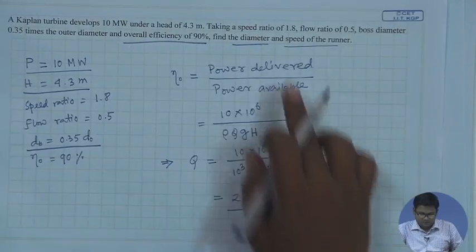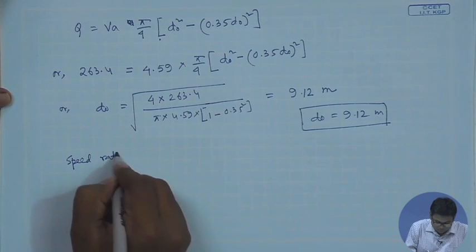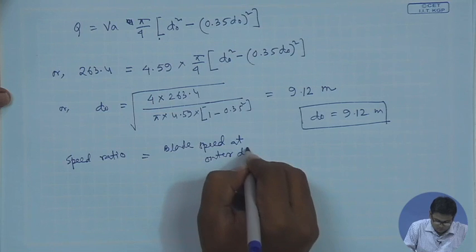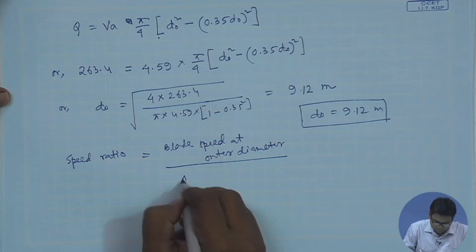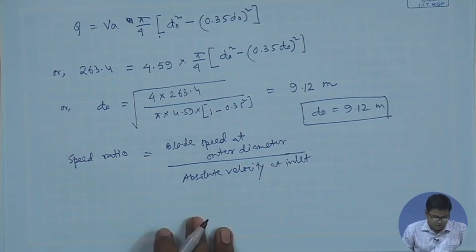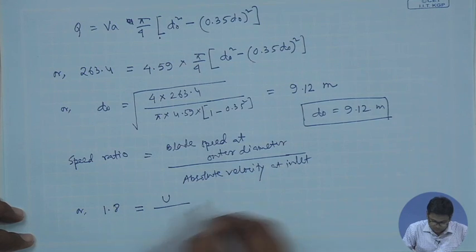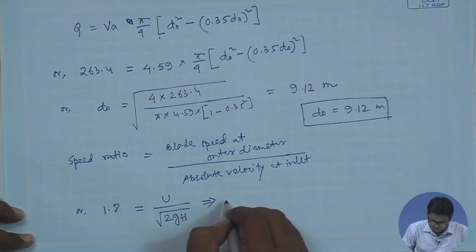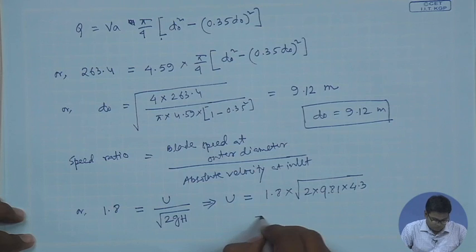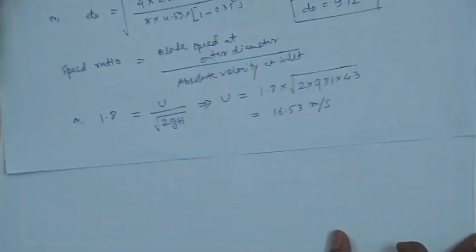Now, we have to find the speed of the runner. Now, to find this, let us introduce the speed ratio, which is the blade speed at outer diameter over the absolute velocity at inlet. This is just a definition. Now, speed ratio is given in the problem as 1.8. Blade speed, let us denote it by u, and absolute velocity is root of 2gH. Now, substituting these quantities, we can obtain u as 1.8 times root of 2 into 9.81 times H is 4.3. So, this you can obtain as 16.53 meter per second.